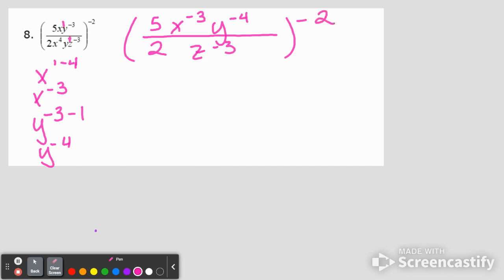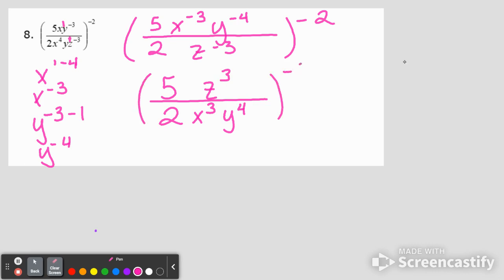Okay, so now I'm going to start the switcheroo with everything. So 5 over 2, our coefficients are good. X is unhappy, so he's going to move downstairs. Y is also unhappy. Z is unhappy. So we're going to switch them around. Okay. Now I need to bring everything to the -2 power. Uh-oh, this is going to make us have to switch again.